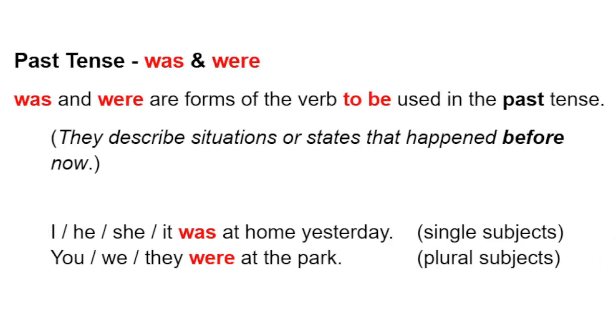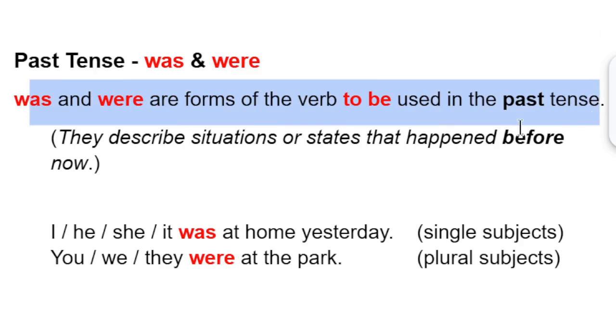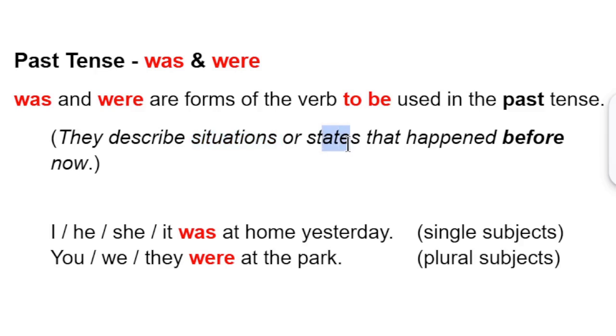The past tense of the verb forms am, is, and are are was and were. Was and were are forms of the verb to be used in the simple past tense. They describe situations or states that happened before now. For example, I, he, she, or it was at home yesterday. Was is used with single subjects. You, we, they were. You is used with the single and plural, and we and they only with plural subjects.